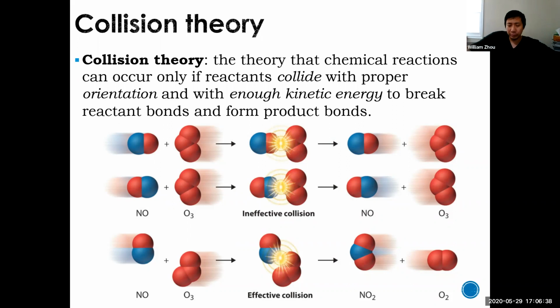In the second row, NO still collides with O3, but this time it is the nitrogen that collides with the O3. And yet again, the products simply bounce back, and that is the same as the reactant, so nothing happened, ineffective. But in the last row, NO collides with O3 in a different angle, in that specific angle right there. Only then will you get a chemical reaction. So it becomes NO2 and O2. So that will be an effective collision with enough energy and with the proper orientation.